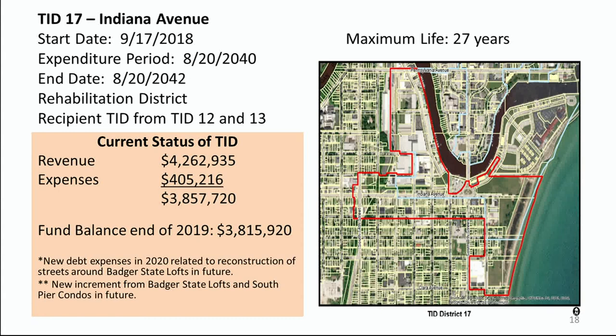They will start in 2021, so even though it shows pretty positive now, it's going to have some significant costs going forward, although there is new increment projected from the Badger State Lofts project and the South Pier condos that are under construction.